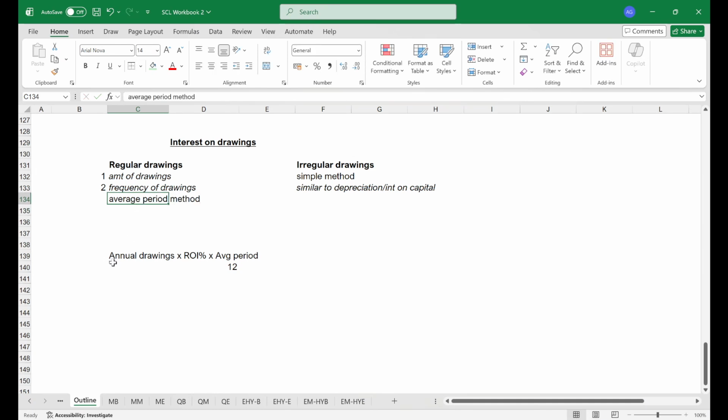Okay, so in the average period method, the interest on drawings is computed as follows. Annual drawings: compute the total annual drawings, multiply it by rate of interest by 100, and multiply it by average period by 12. So this average period is where a lot of you will have confusion. Now let us get into how this average period is worked out.